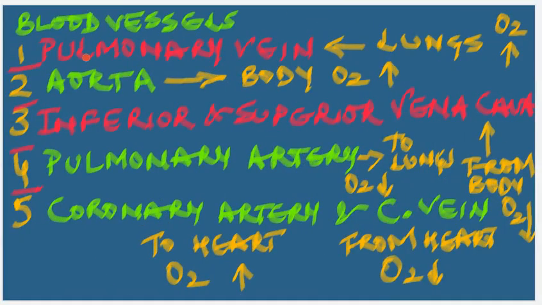Let's have a look at this. So pulmonary vein, what does it do? Brings oxygen rich. The up arrow is for oxygen rich. Pulmonary veins bring oxygen rich blood from the lungs. They are bringing the blood to the heart, and that's why there is this arrow to the left. Right. Now let us have a look at the next vessel, the aorta.